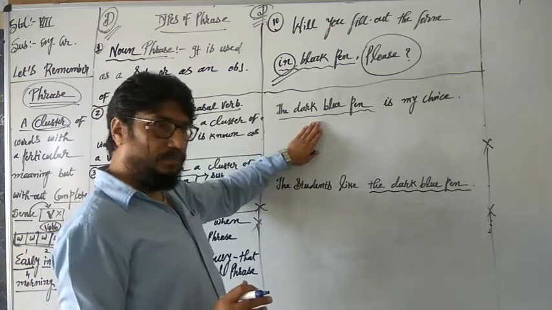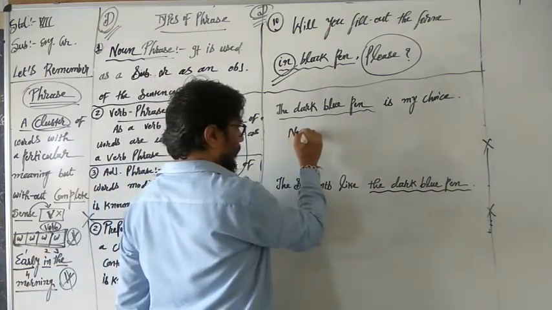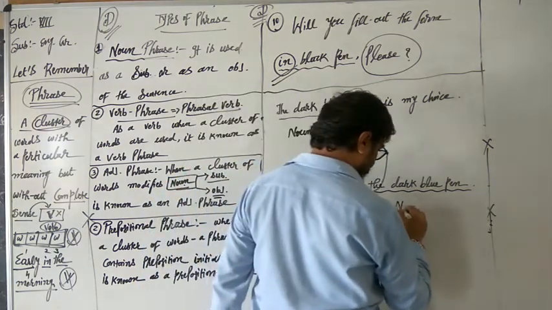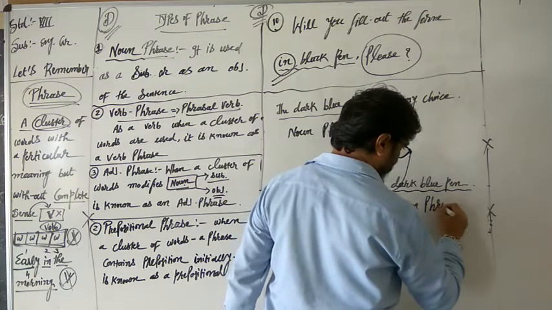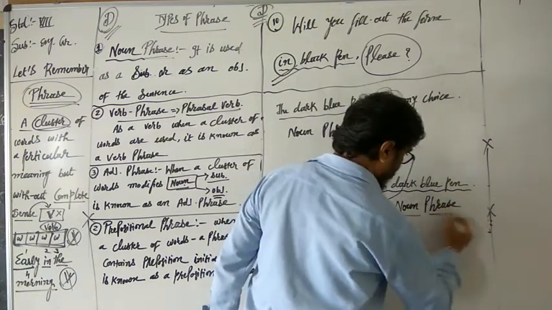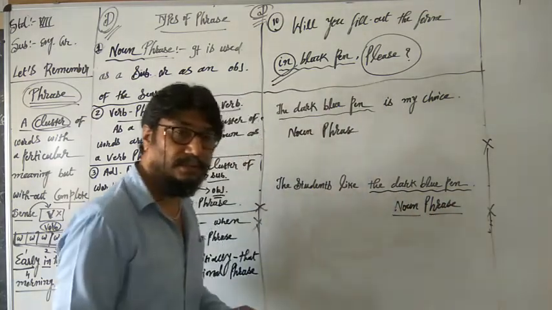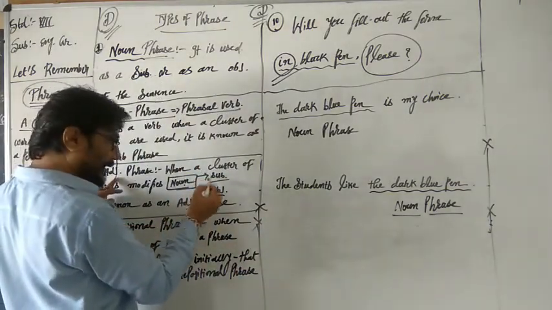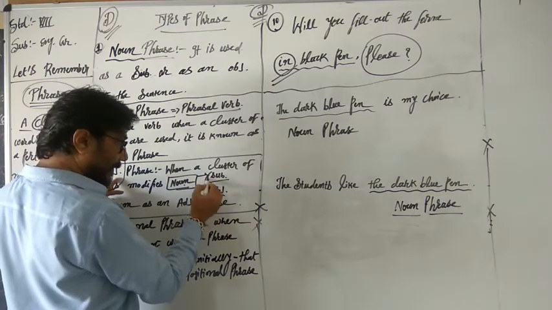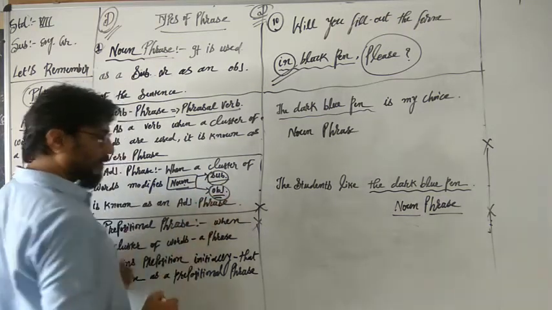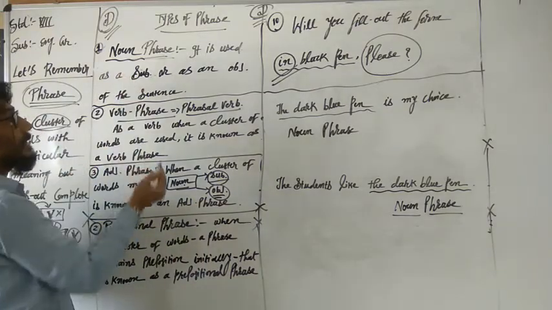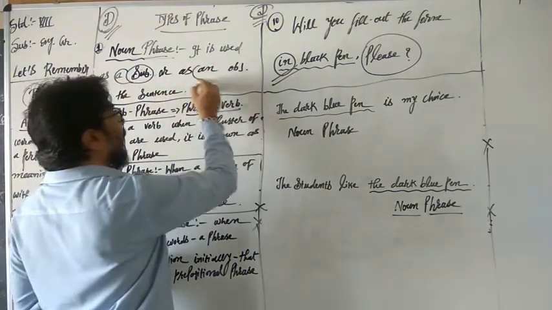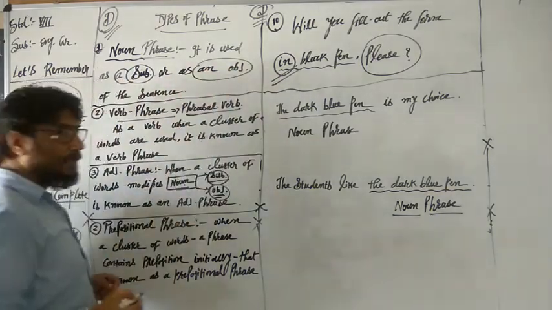One more thing I'll tell you. This is a noun phrase. This is also a noun phrase. Very simple. But how will we judge it? Here also I have written: when an adjective phrase is there, it is used with a subject or object. But when a noun phrase is there, it is used as a subject or as an object. Think it.